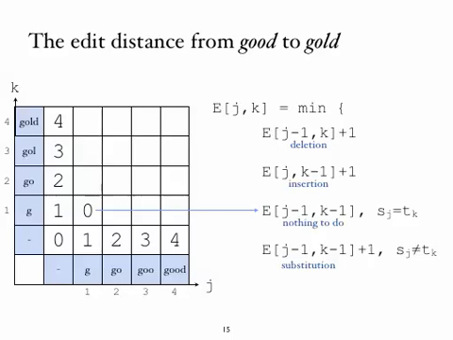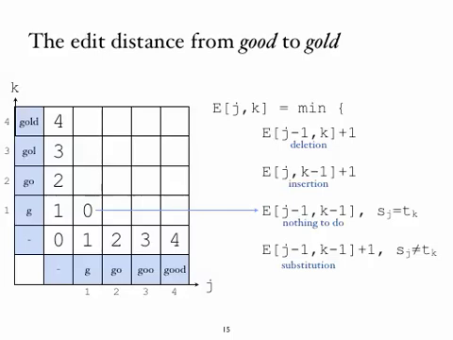So E of J minus 1, K, that's the deletion rule, is the J to the left of the current J and the equal K. So we go to the cell immediately to the left of the current cell for its value, and we see that that value is 1. That is, J equals 0 and K equals 1. Now for deletion, we have to add 1 to that value, so 1 plus 1 is 2. So the value of this first expression is 2.